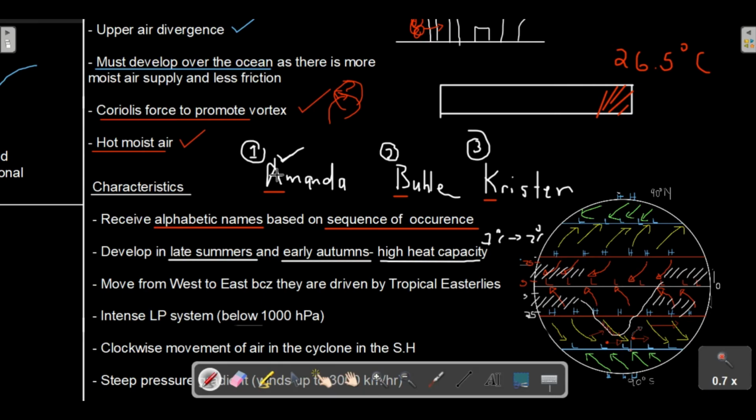So it can be late summers or it can be early autumns. Remember, the season that follows summers is autumn. So it can spill into that, so it can develop in early autumn as well. That's why, if they ask you that question, it is because the ocean has high heat capacity, it takes longer to reach that 26.5 degrees Celsius.